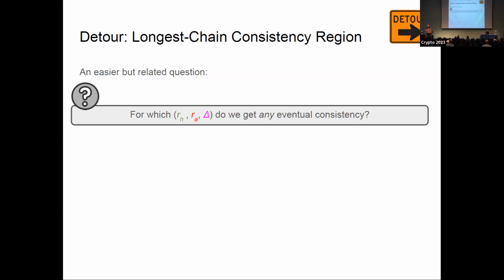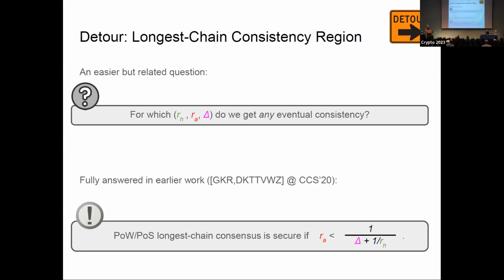So asking just the asymptotic property that eventually you do get consistency, without caring about any particular concrete bounds. And this has been answered already in previous work, actually in 2 concurrent works at CCS 20, where it was shown that both proof of work and proof of stake longest chain consensus is secure in this sense if the adversarial power is upper bounded by this term depending on the honest power and the network delays.